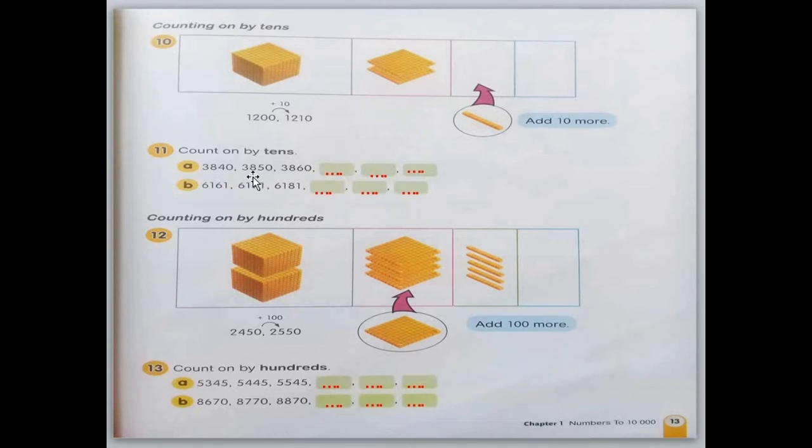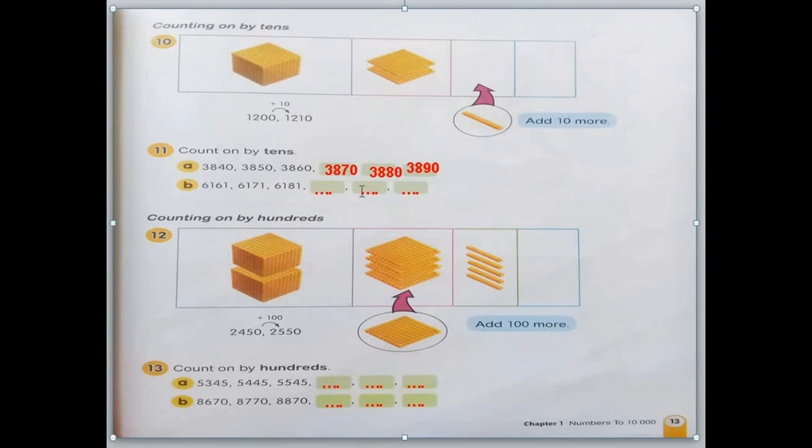3,840, next, 3,850, next, 3,860. So over here, you just add 10 more, right? So 3,870. Yes, correct. 70. Good. Next, this one. It's going to be 3,880. Yes, 80. Next, this one. It's going to be 3,890. Very good.